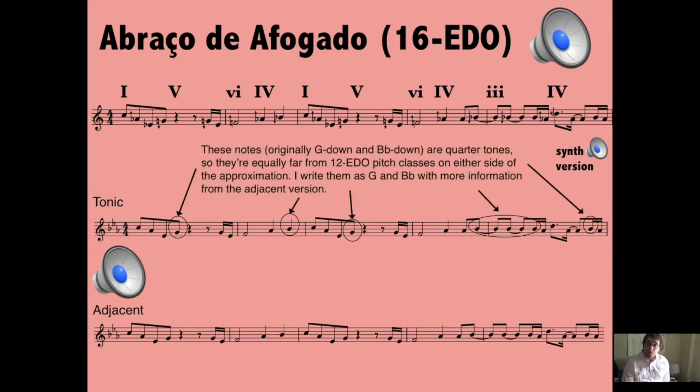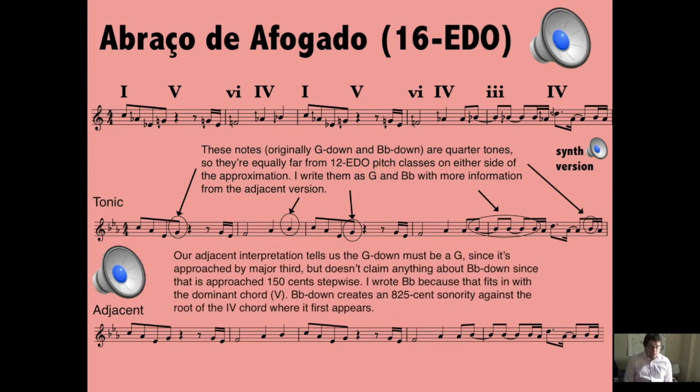So, with the adjacent version here, check out what happens. Our adjacent version tells us the G down has to be a G since it's approached by major third. You see that very first part? Da da da da. And which in 12 is more like da da dun da da da. Since that's approached by major third, well now, look, that's a major third. So we know that that has to be G. If it was approached by minor third, it would be G flat.